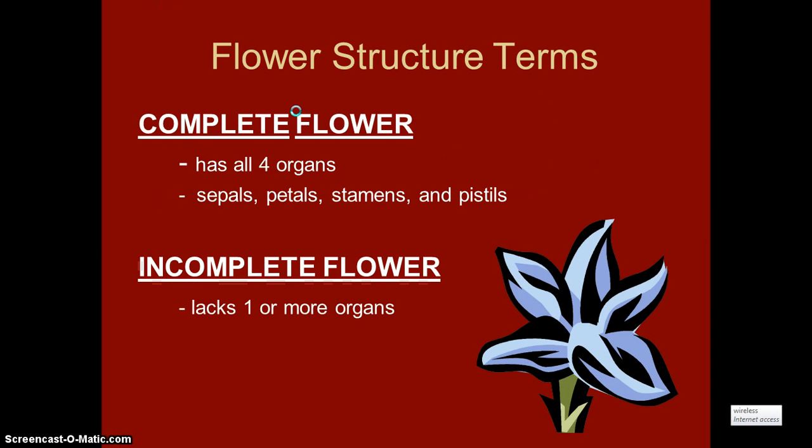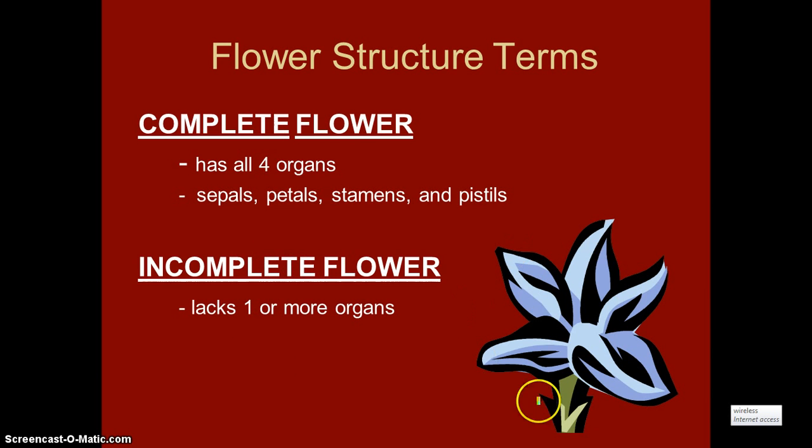Now, in terms of flowers, we have complete flowers and we have incomplete flowers. A complete flower has all four major organs that we've talked about. It has sepals, remember that outermost covering. They have petals, stamens, which is the male part of the flower consisting of the anther and the filament, and then pistils, which has the stigma, the style, and the ovary. An incomplete flower is any flower that lacks one or more of those organs.